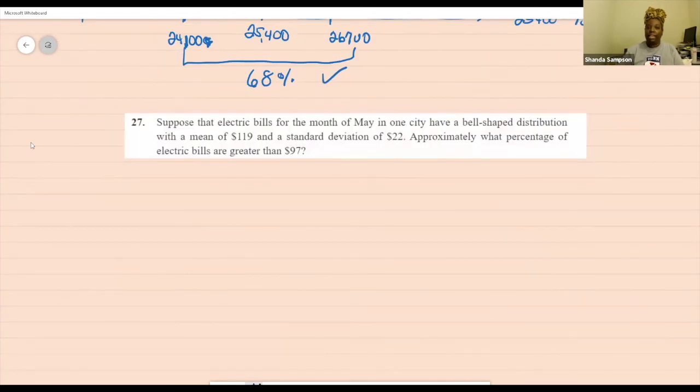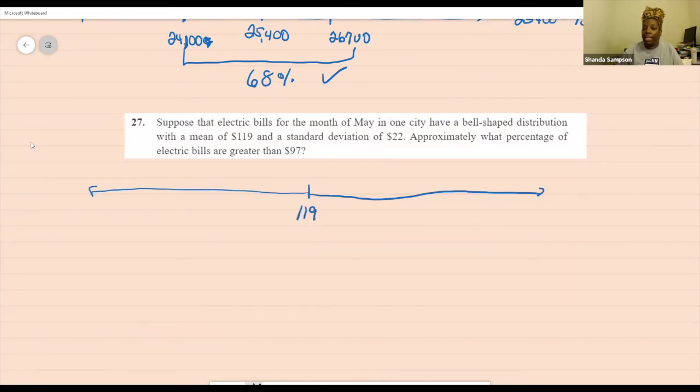Let's do another one that may not be as straightforward. Suppose that electric bills for the month of May in one city have a bell-shaped distribution. Again, it has to have a bell-shaped distribution. They're saying that the mean is $119 and the standard deviation is 22. Approximately what percentage of the electric bills are greater than 97? We're trying to go lower, so we have to take 119 and subtract 22.